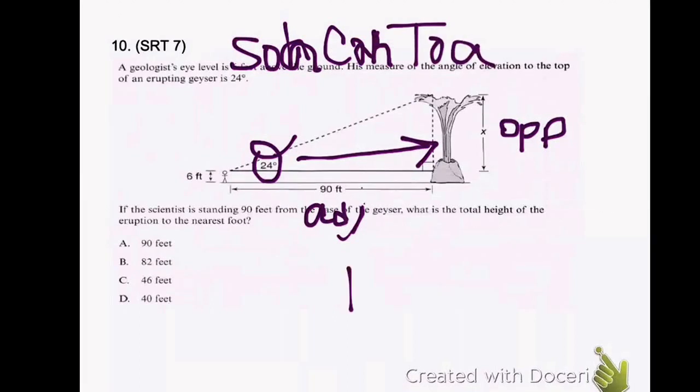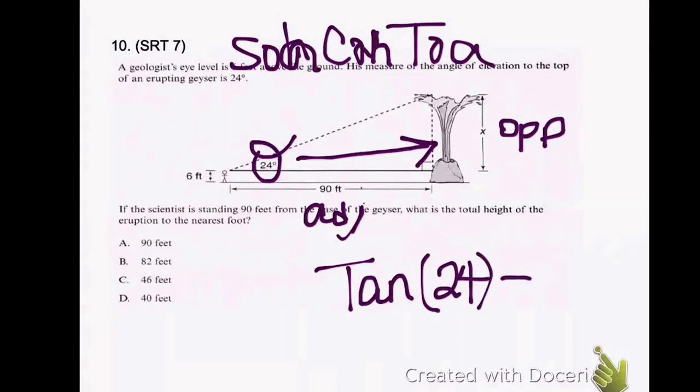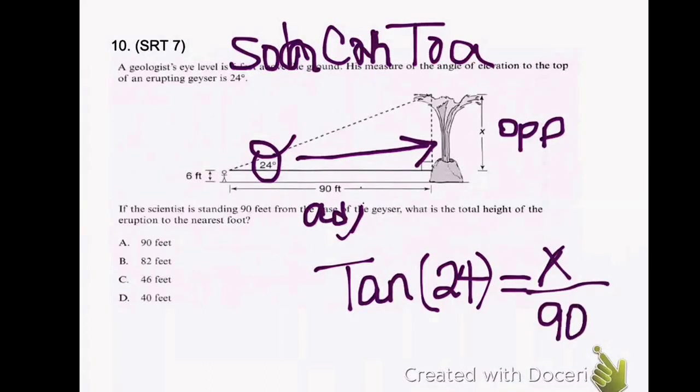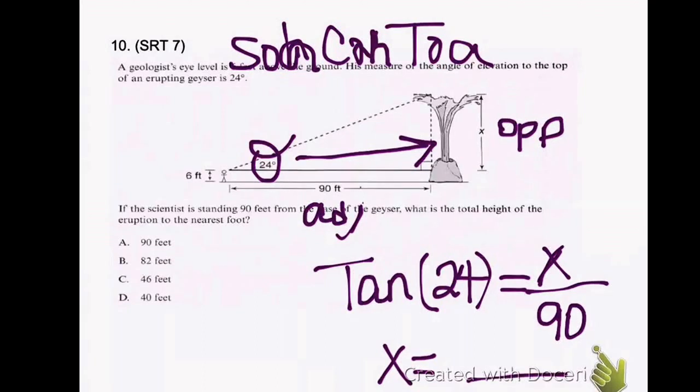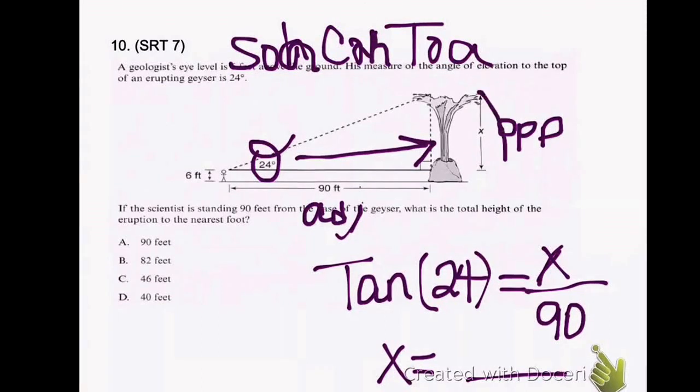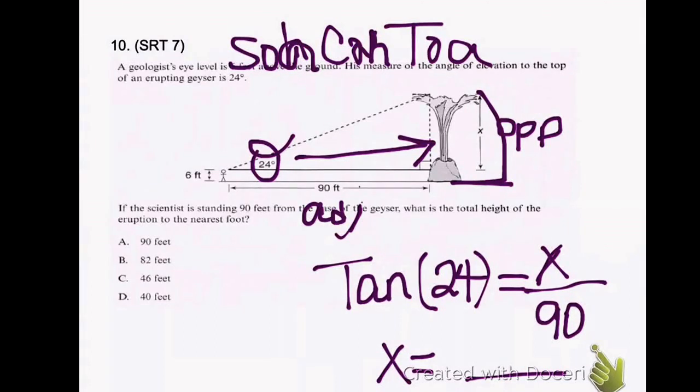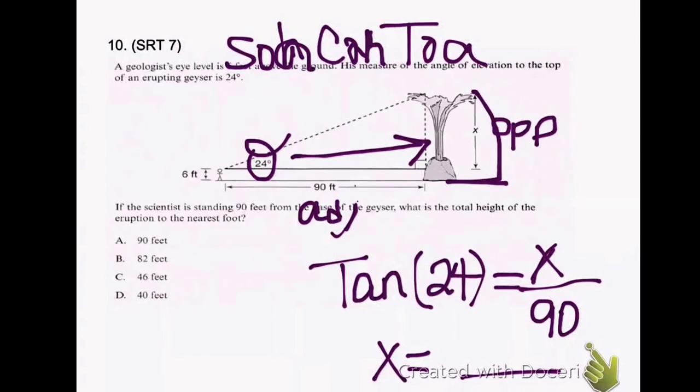Using SOH CAH TOA, we know we're going to use tangent. So we're going to say tangent 24 equals opposite over adjacent. And you're going to find out that x equals something. Then remember, x doesn't go all the way to the bottom of the geyser. So to get your final answer, you need to add 6. So that will give you your answer.